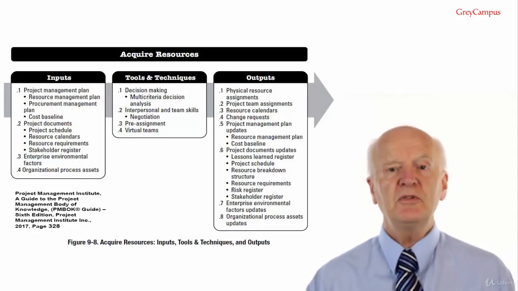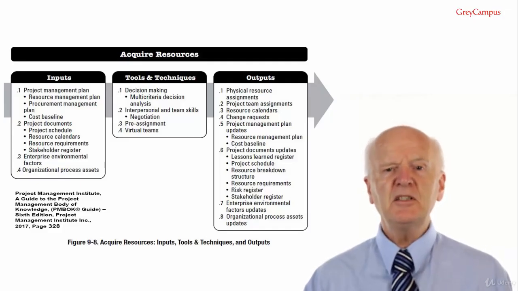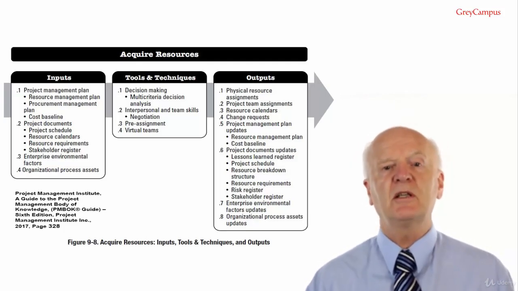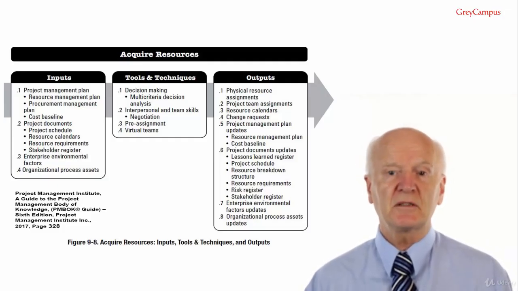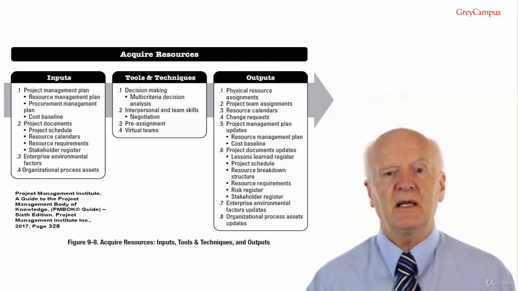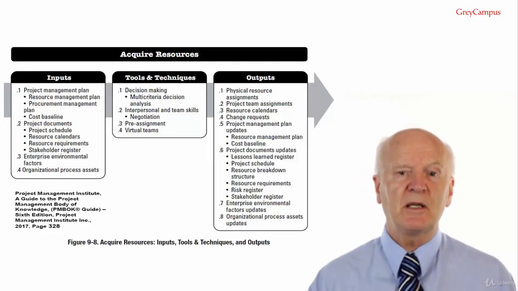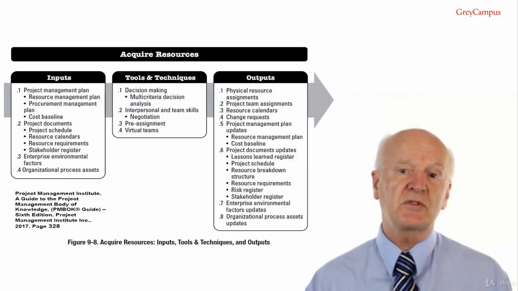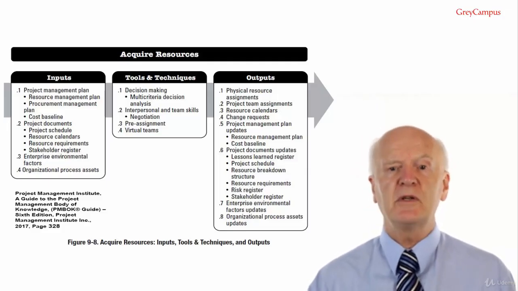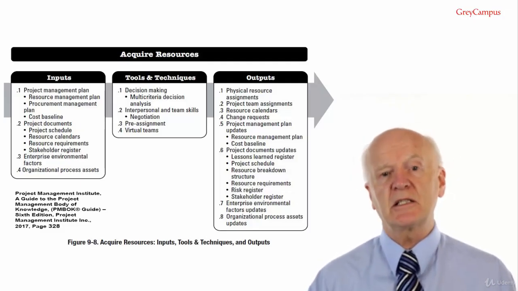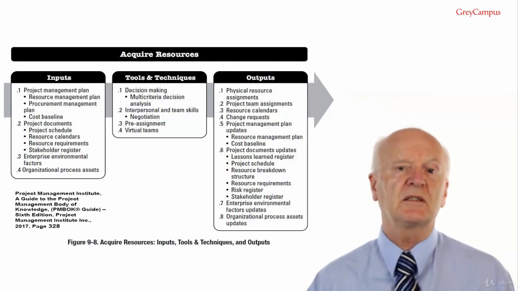Output number 5, project management plan updates. Any change to the project management plan goes through the organisation's change control process via a change request as just mentioned. Components of the project management plan that may be updated as a result of carrying out this process would include the resource management plan, because that needs to be updated to reflect actual experience in acquiring resources for the project, including lessons learned in acquiring resources early in the project that will impact how resources are acquired later in the project. Cost baseline, because it may change as a result of acquisition of resources for the project.